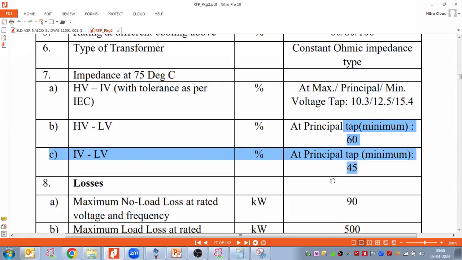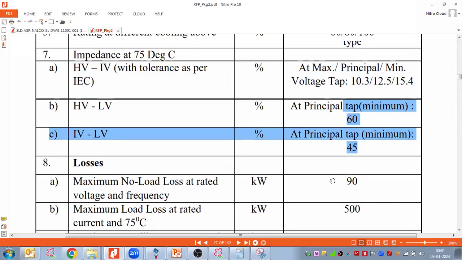Okay sir. How we use this impedance in calculation, we will discuss in the calculation part. Generally, we follow as per the standard. Otherwise, if time permits, I will try to discuss that. Okay sir, thank you sir.